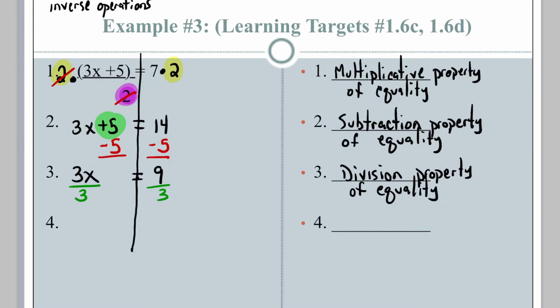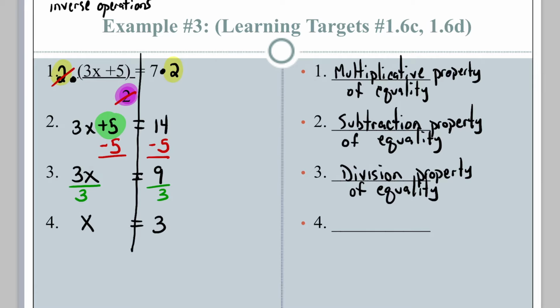And so I end up with 3 divided by 3. So 3 divided by 3 is 1. 1 times x is x. And so even included within this step, we have the identity property of multiplication. And then 9 divided by 3 is equal to 3.